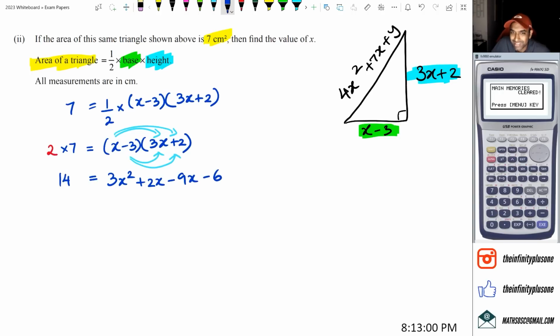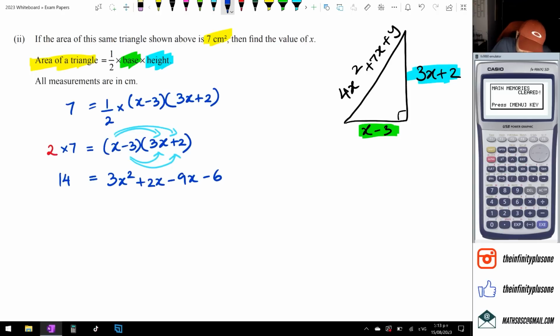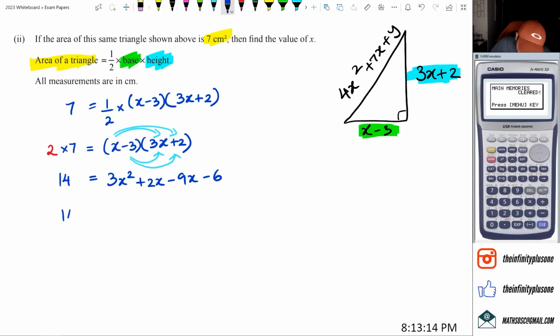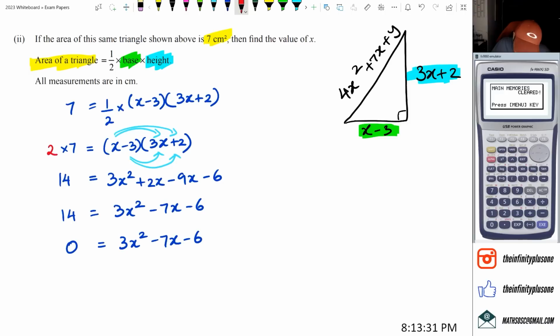I hope I've done that right, because I do have a habit of making really silly mistakes. So Raymond, you asked before, I talked about the quadratic being simplified, but what we have here is 14 equals 3x squared minus 7x minus 6, and we're going to bring the 14 across, which means we're going to get 3x squared minus 7x minus 6, and of course we've got minus 14 there.